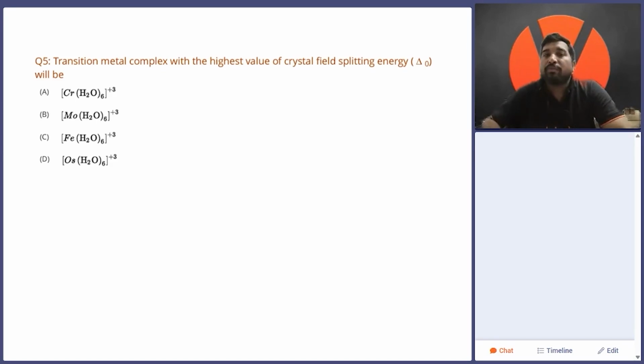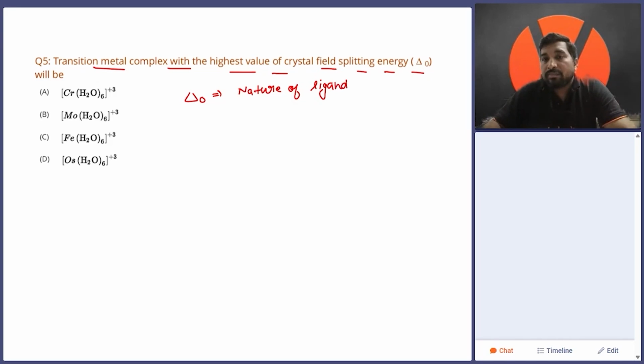Now here is question number 5. The transition metal complex with the highest value of crystal field splitting delta. So basically delta O depends on three things. First, on the nature of ligands. Second, oxidation state.